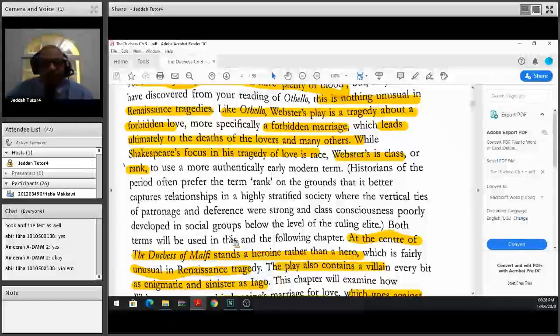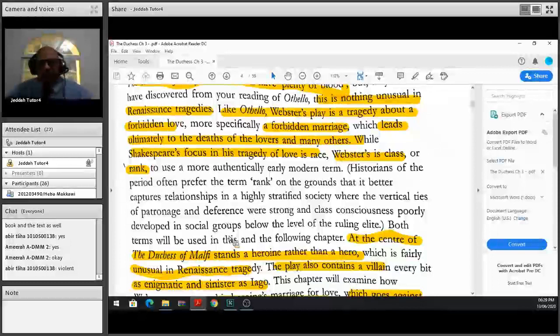Because again, if you still remember, when we talk about Othello, Othello's marriage was cross-racial. He tried to go beyond boundaries, and he tried to reach out to somebody who does not belong to his race. In our case, their marriage was forbidden in terms of race. This time around, we're talking about a couple whose marriage is also forbidden, but not because of race, but rather because of class.